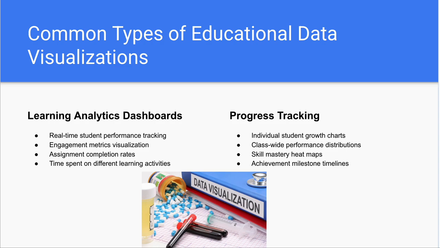Progress tracking: individual student growth charts, class-wide performance distributions, skill mastery heat maps, and achievement milestone timelines. We're using the progress tracking in Edgenuity and Canvas, but also when we do our MAP scores, we are recording that on a spreadsheet where we're easily able to compare from the beginning of the year, middle of the year, and the end of the year on their progress.